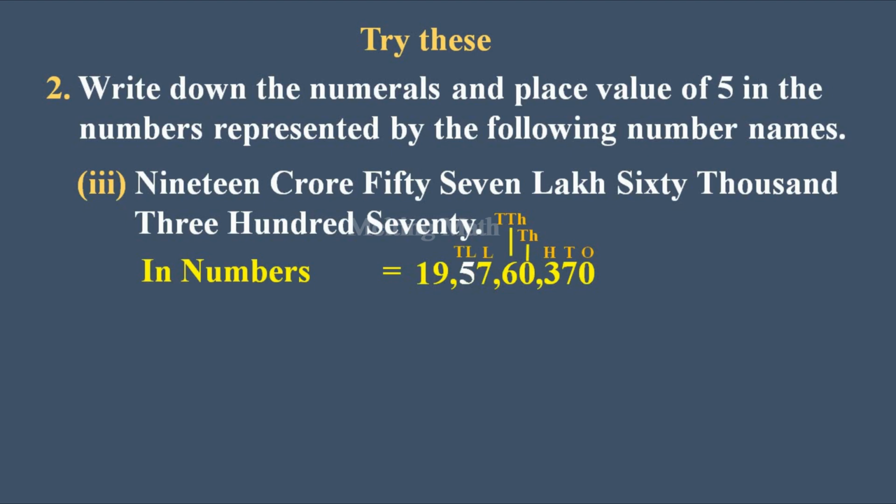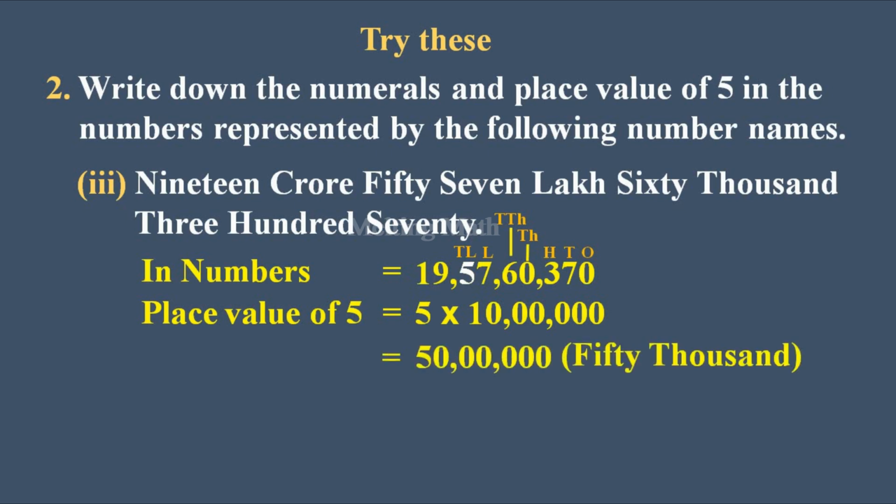So the place value of 5 is equal to 5 into 10 lakh. So just write 10 lakh here. So how can you write 10 lakh? 10 lakh means there should be 5 zeros. So just write 5 digits of 0 with it. So it is 10 lakh. On multiplying it, we get 50 lakh. So the place value of 5 for this question is 50 lakh. Okay, I hope it is clear.